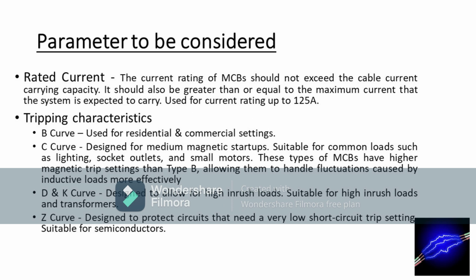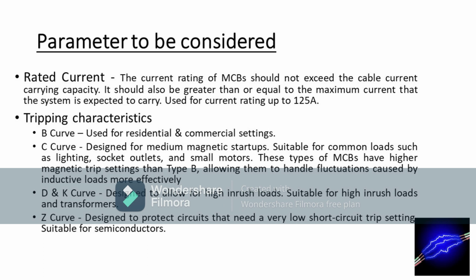So C curve is basically designed for medium magnetic startups which are suitable for lighting, socket outlets and small motors. These MCBs have higher magnetic trip setting than the B type. This allows them to handle fluctuations caused by inductive load more effectively.